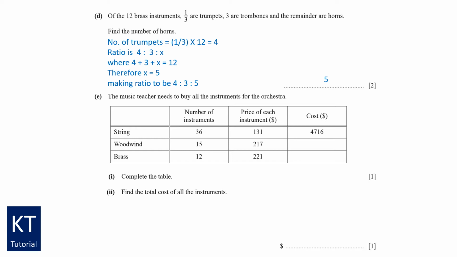Question E. The music teacher needs to buy all instruments for the orchestra. Complete the table. The cost column is purely the product of the number of instruments and the price of each instrument. Next, find the total cost of all instruments. This would be the total for the numbers on the cost column.